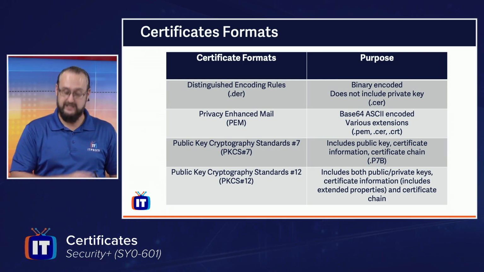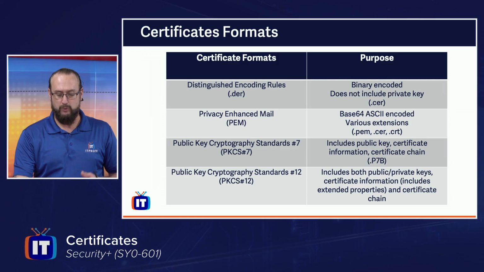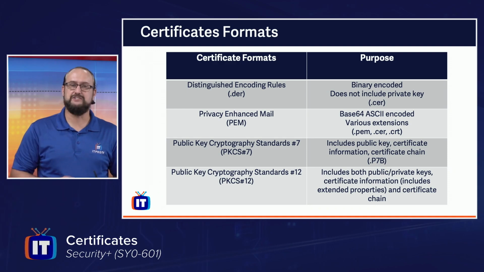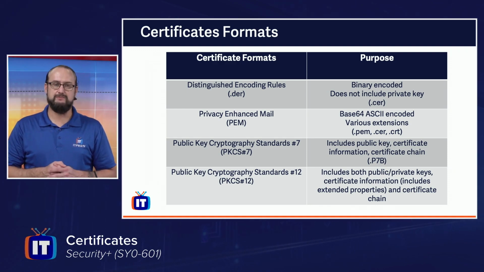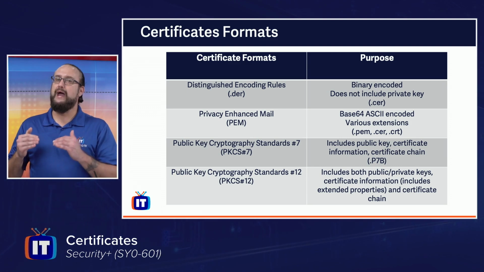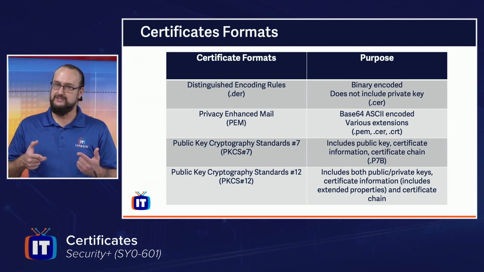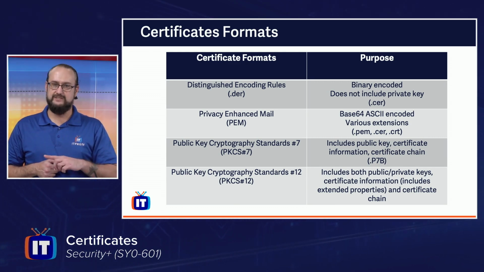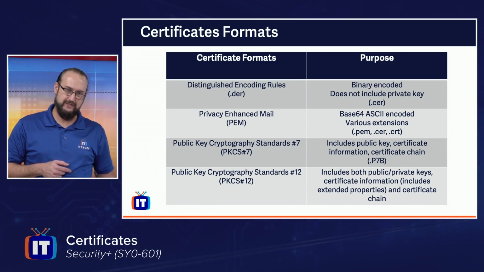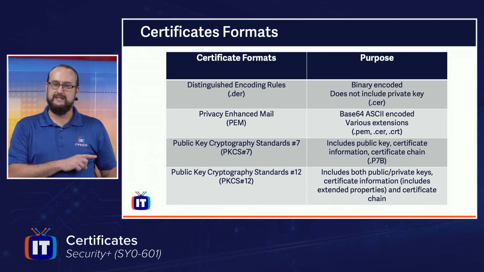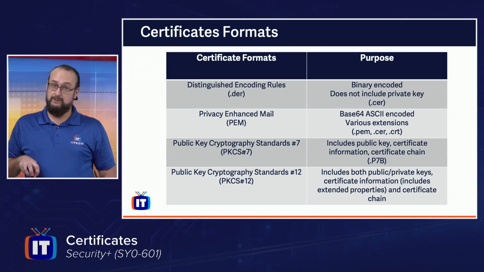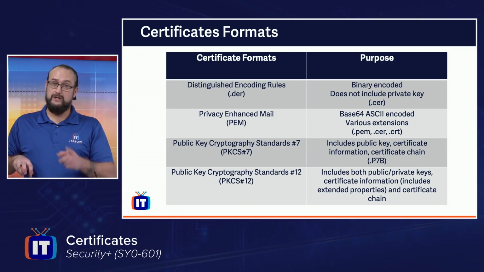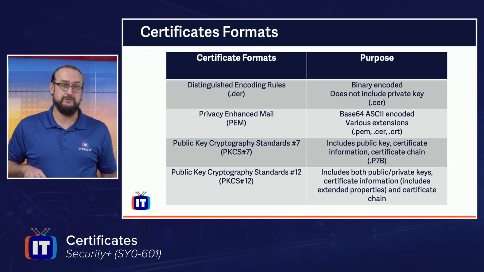So if I need the private key to be exported, then I'm going to use the PKCS 12. Pay attention to some of this information. Be able to recognize these on the exam and know why you would use one over the other. Real easy. DER: binary encoded, not human readable. PEM: Base64, begin certificate, end certificate. PKCS 7 exports the public key, not the private key. PKCS 12 exports the private key, public key, certificate chain, and all the extended attributes associated with it.